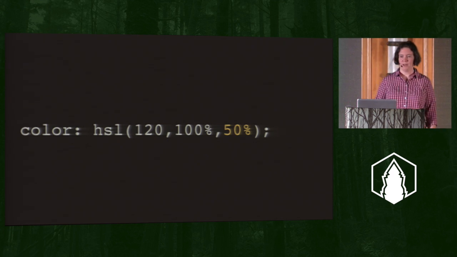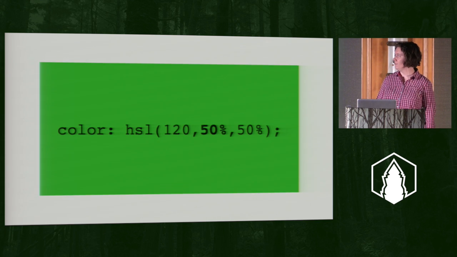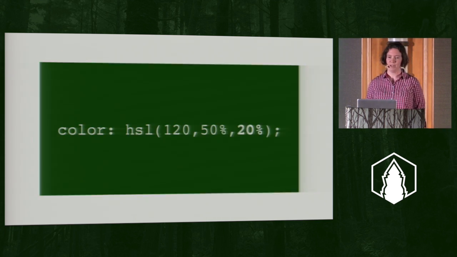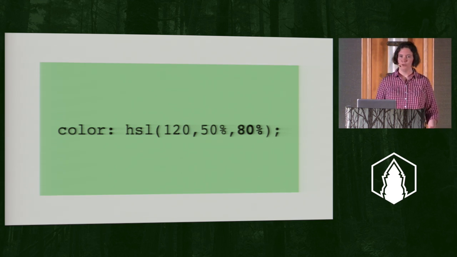So the numbers we have right here give us just a plain bright green that's fully saturated and is at normal lightness. If I change the second number from 100% to 50%, it's less saturated. I'm changing the saturation. If I change the third number to 20%, it's a darker color. If I change the third number to 80%, it's a lighter color. So it's pretty straightforward. It's a lot more intuitive than RGB.